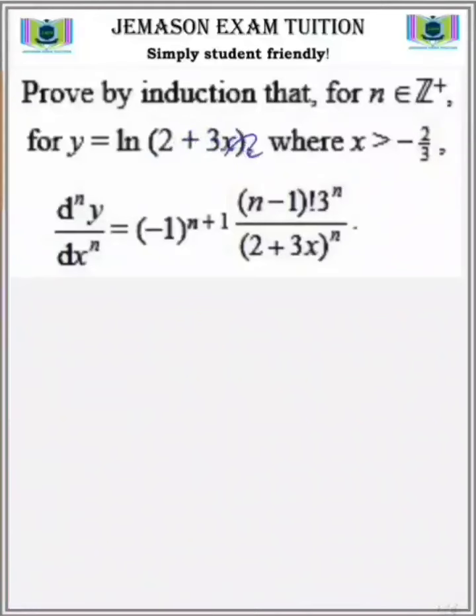of 2 plus 3x, where x is greater than negative 2/3, d to the n y over dx to the n equals negative 1 to the n plus 1, n minus 1 factorial times 3 to the n, all over 2 plus 3x to the power n.